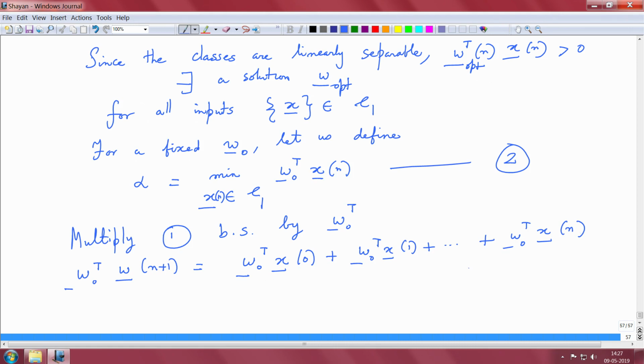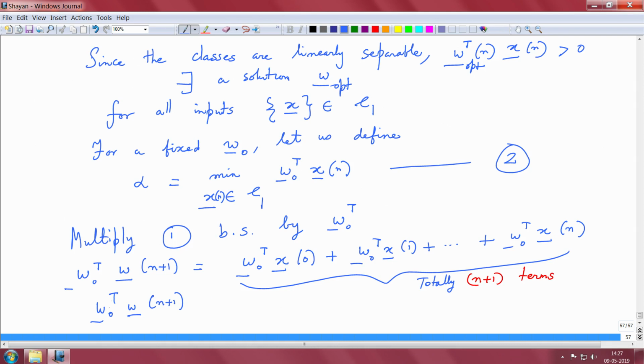Now there are n plus 1 terms here. So we can safely say that if each of these quantities is lower bounded by alpha, then W_O transpose W_{n+1} is at least n plus 1 times alpha, because alpha was the minimum of all these. Let us call this equation number 3.